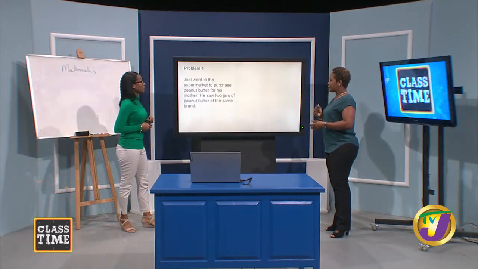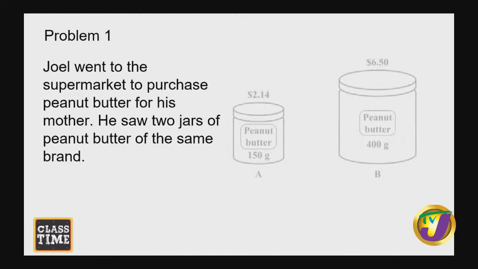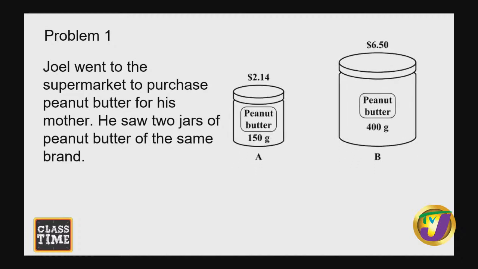All right. So here's your problem. Junior went to the supermarket. Joel. Oh yes, Junior was at the farm. So Joel now went to the supermarket to purchase peanut butter for his mother. He saw 2 jars of peanut butter of the same brand. And there's your photo of the peanut butters. This is what I want you to tell me now. He wants to know which of the jars shown is the better buy.